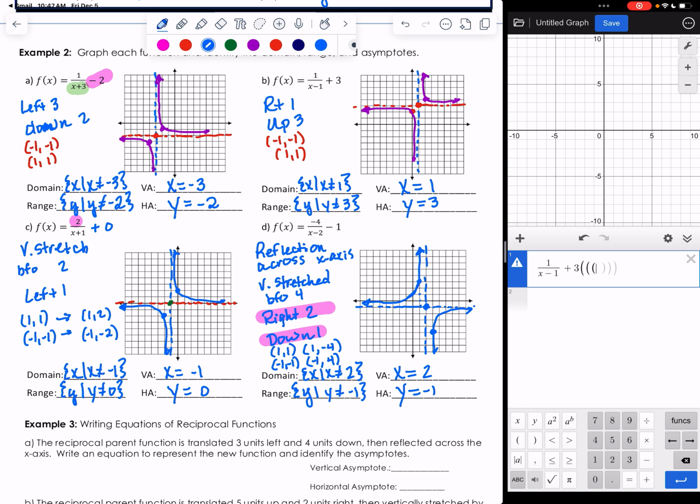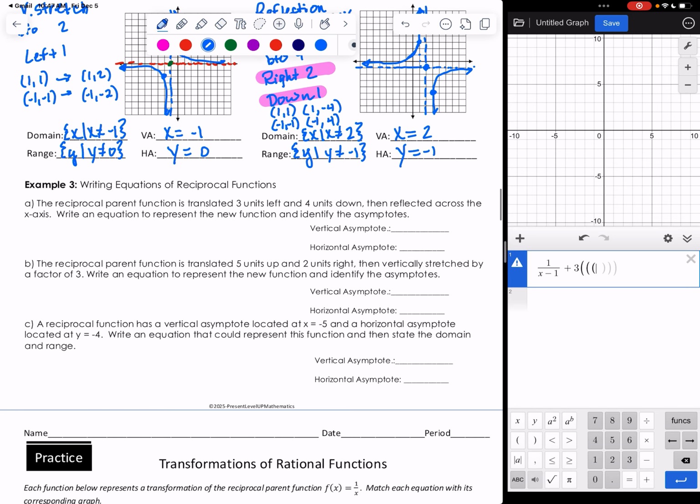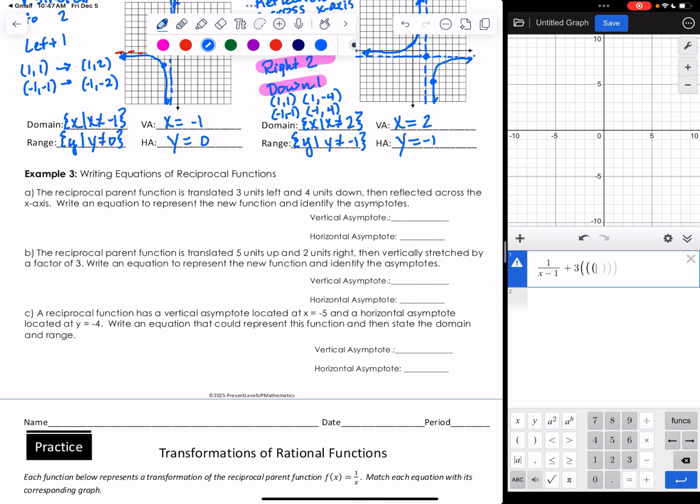All right, in our last example, let's practice writing equations for reciprocal functions given the required information. So in problem A, it says the reciprocal parent function is translated 3 units left and 4 units down. Then it's reflected across the x-axis. Write an equation to represent this new function and identify the asymptotes. So remember, our basic equation is f of x equals a over x minus c, and out to the side plus d.